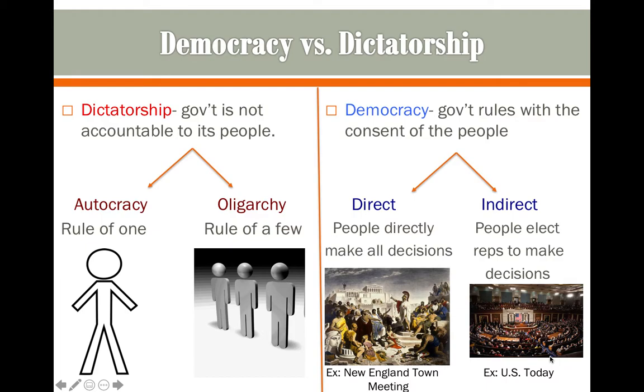However, democracy, which is the style of government that we have in America, is more of an idea, and you have two different types of democracy. The government rules with the consent of the people in mind. The direct democracy is where people directly make all of the decisions, for example, New England town meetings during the colonial era of America. Or indirect democracy, which is what we have today, where people elect representatives to make decisions for them.